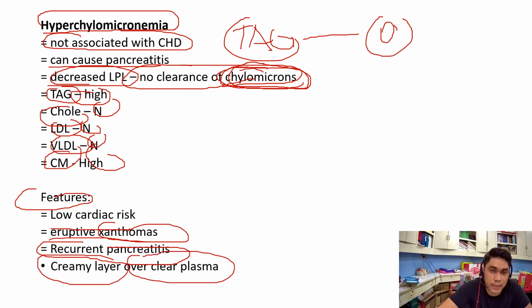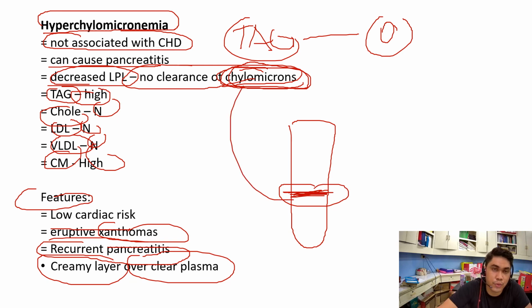So for this one, the plasma is clear, but the supernatant has a creamy layer, and that creamy layer is due to the increase in chylomicrons. The plasma is clear because of a normal VLDL concentration, upon prolonged standing. Okay, and that's for hyperchylomicronemia.